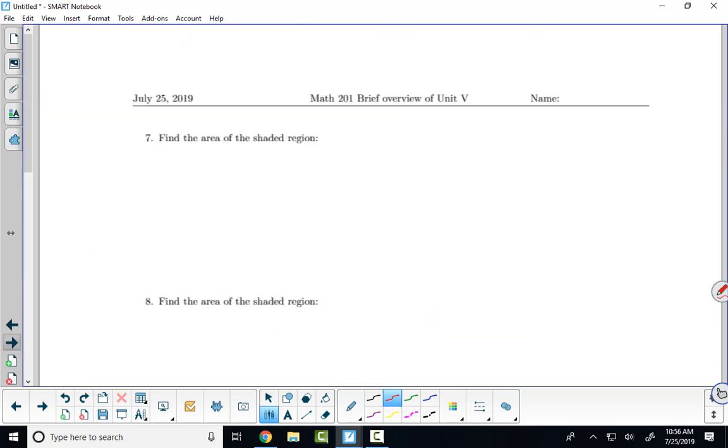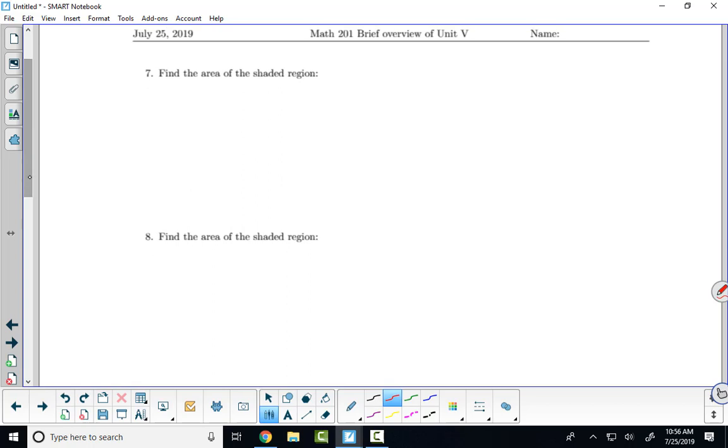All right, next page. So now let's do this again. Let's find the area of this shaded region. So let's look at this function right here. This is the graph of f of x equals x cubed. And let's find the area between 0 and 3. No. 0 and 2. Okay. Let's find that area underneath the curve.